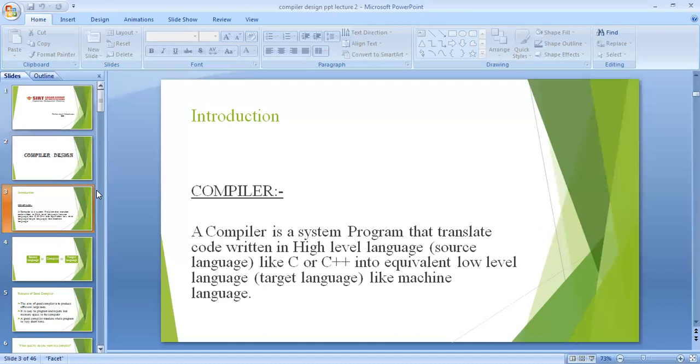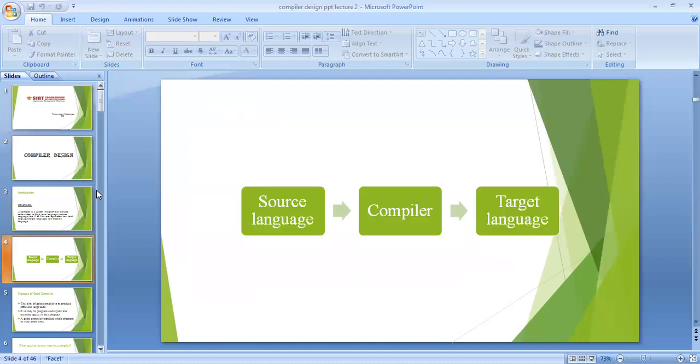A compiler is a system program that translates code written in a high-level source language like C and C++ into an equivalent low-level target language like machine language. Firstly, it is used to check the errors. Next, it is used to translate source code into object code or target code. Now this is the block diagram. It shows that firstly we take the source language, then after compilation we get the target language. So this is the block diagram of a compiler.